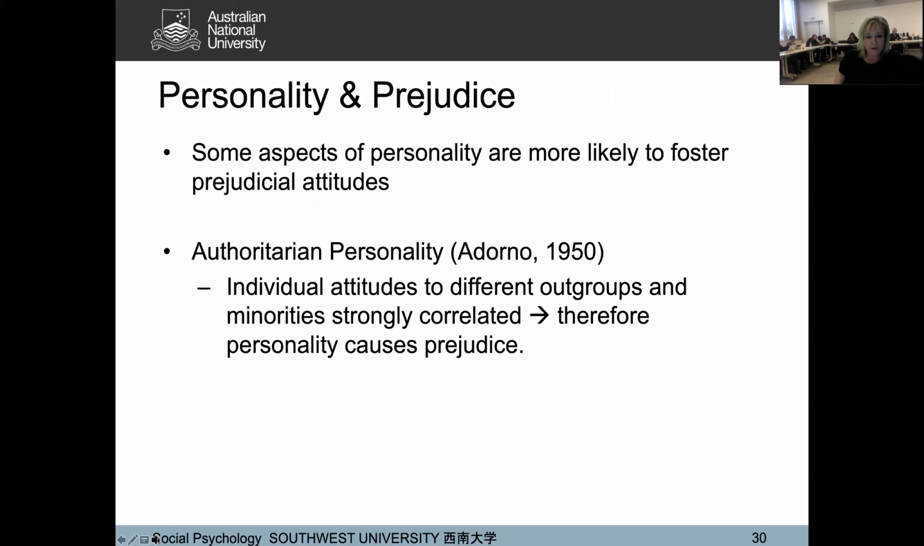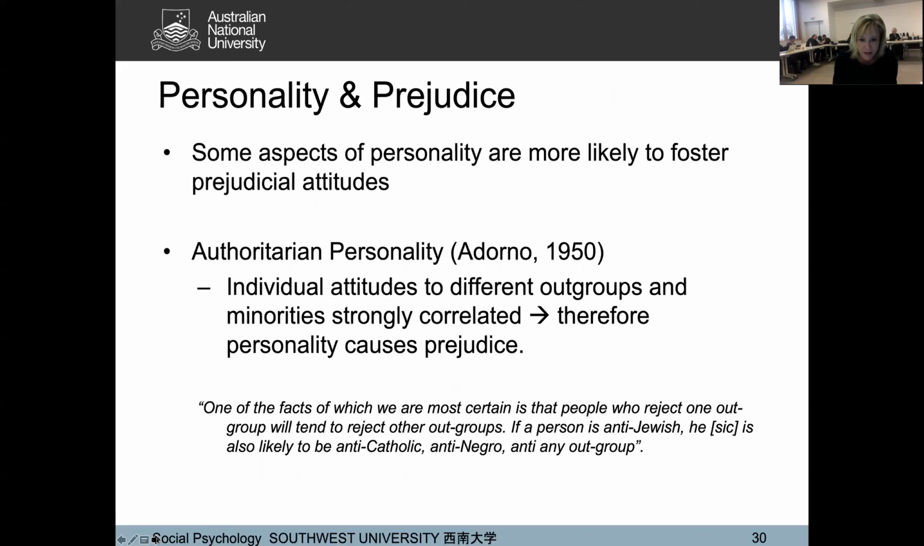When we move from frustration-aggression to the personality model, we still have a focus on the individual in trying to explain prejudice. But in this model, prejudice is related to personality factors, and certain personalities are more likely to express prejudice than others. One of the reasons this personality explanation emerged is because there was evidence that if people were prejudiced towards one group, then they were also likely to be prejudiced towards a range of other groups.